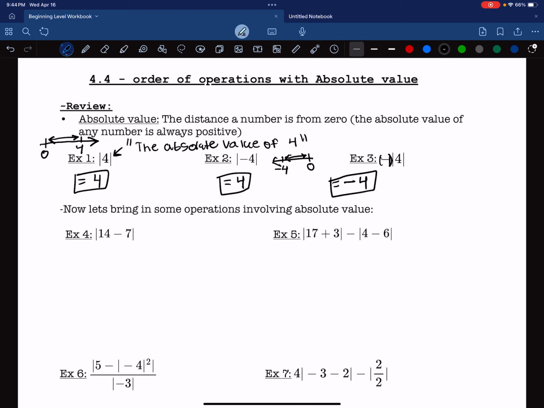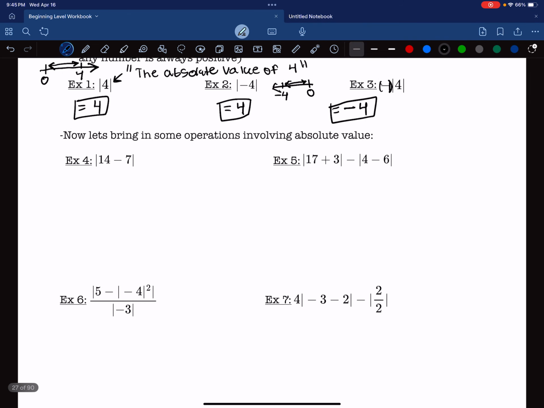Okay, so now with that practice and review, let's work through some problems. So whenever you're doing operations with absolute value bars, just think of absolute value bars as a new type of parentheses. So let me say up here, let's do it in red. Treat absolute value bars like parentheses.